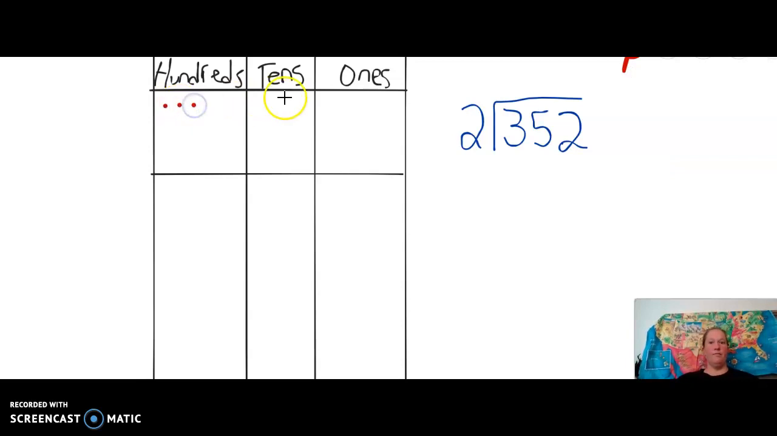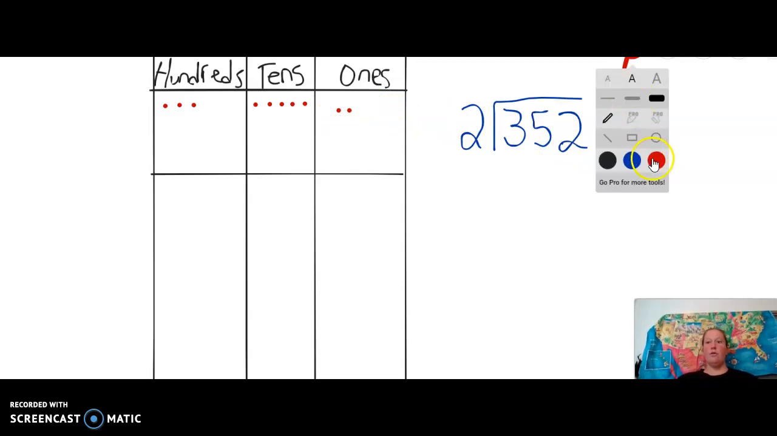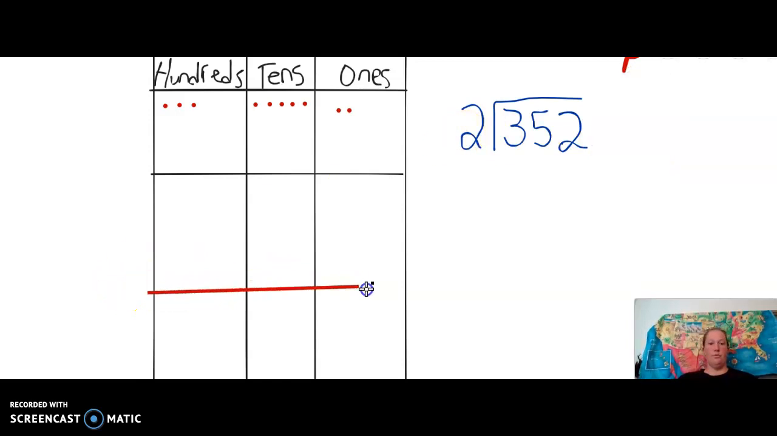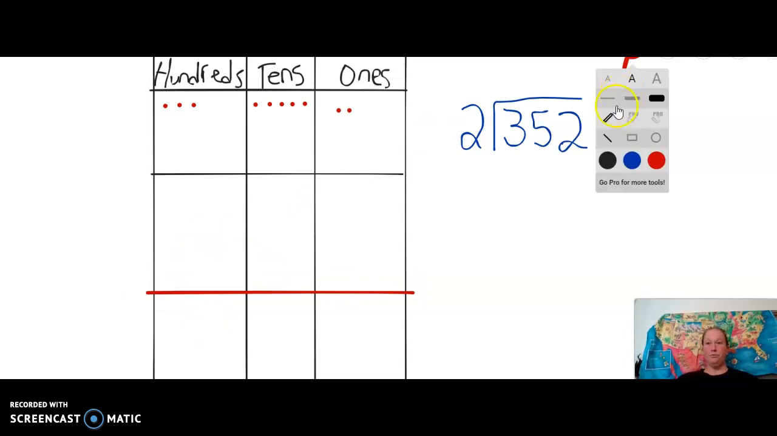2, 3. 5 tens. 1, 2, 3, 4, 5. 2 ones. 1, 2. Now, first thing we're going to do, we need our groups. How many groups do we have? We have 2 groups. You just cut it in half. We got 1, 2 groups.